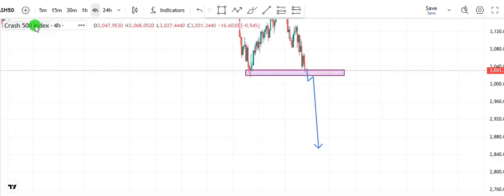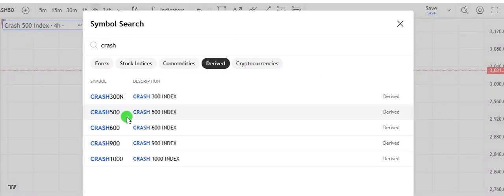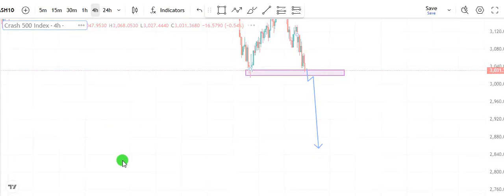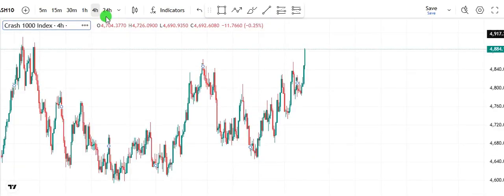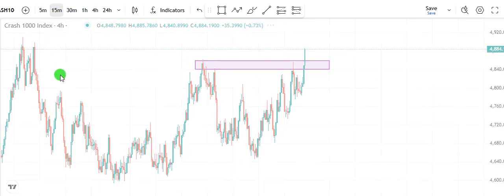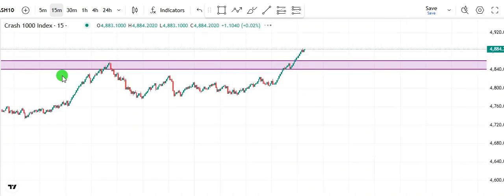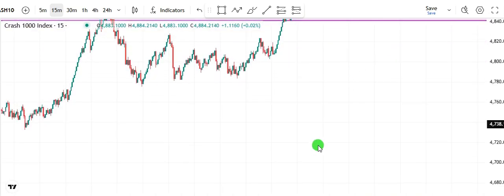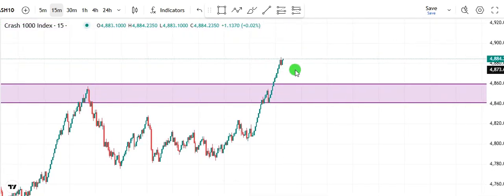Go to the final one, which is going to be Crash 1000. Okay, marking levels and it's already broken that level, broken far above our entry. So there's nothing we can do right now except we see a pullback, then a confirmation of the market for us to go long on that. That's the only time I'd be more than glad to go long. So for now, I just let Crash 1000 go.